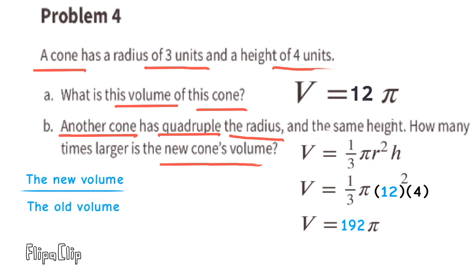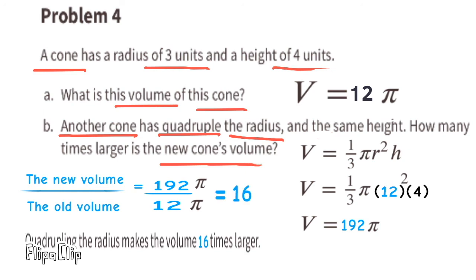How many times larger is the new cone's volume? Let's take the new volume and divide it by the old volume. 192 times pi divided by 12 times pi. Since 12 goes into 192 16 times, the new volume is 16 times greater than the old volume.